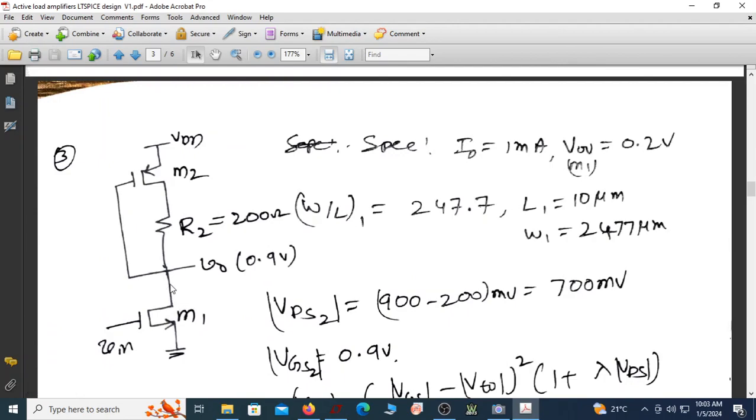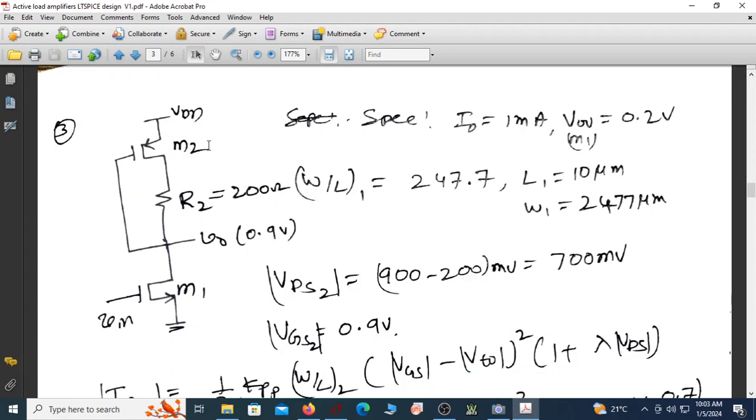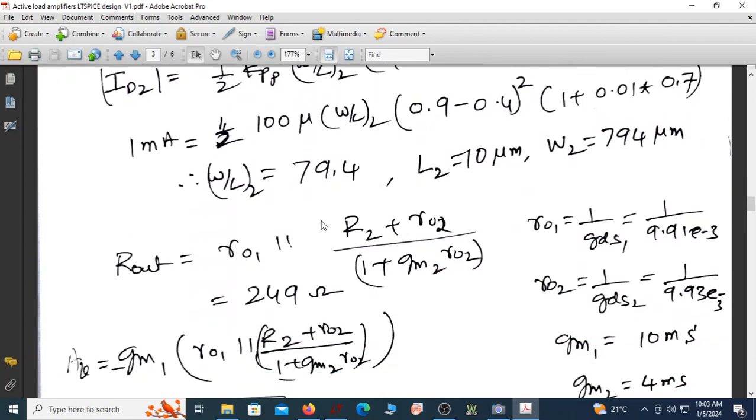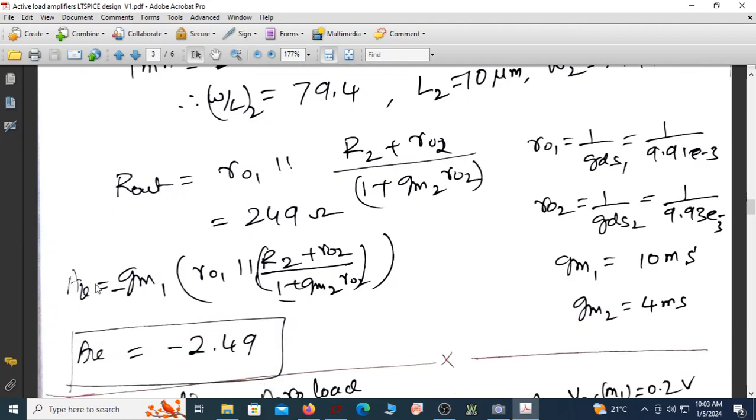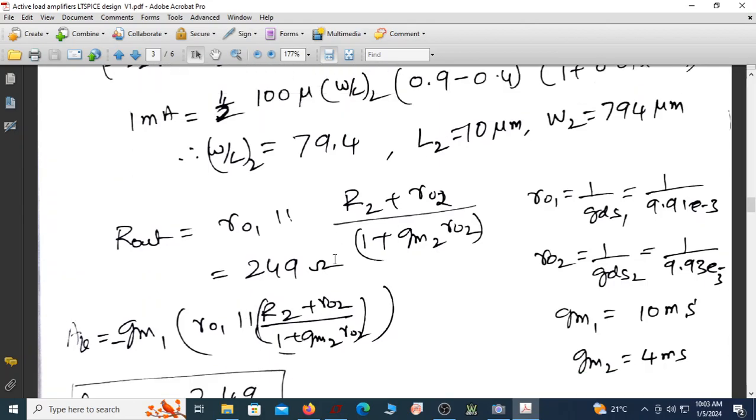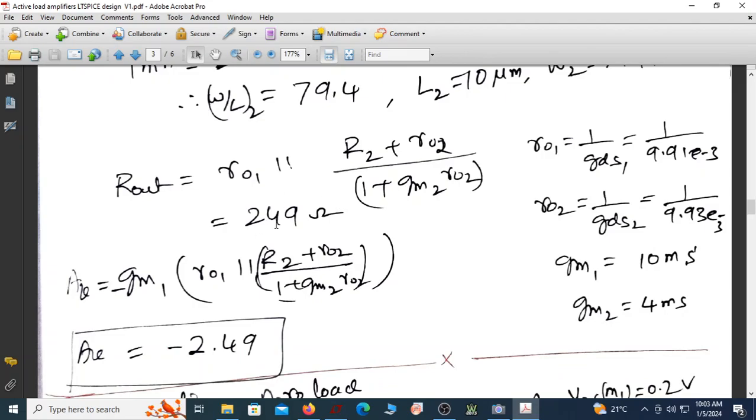The R out of this, looking down into the drain, becomes RO1. Looking up towards this, when you have a connected R2, is given by capital R2 plus RO2 divided by the intrinsic gain. So this is the resistance looking up towards the load, RO1 in parallel with this. This also comes out to be close to 249. So the gain of the amplifier is almost, because in the previous case also I had a GM of 10 milli, and this is equal to 249. So the gain is still again the same.